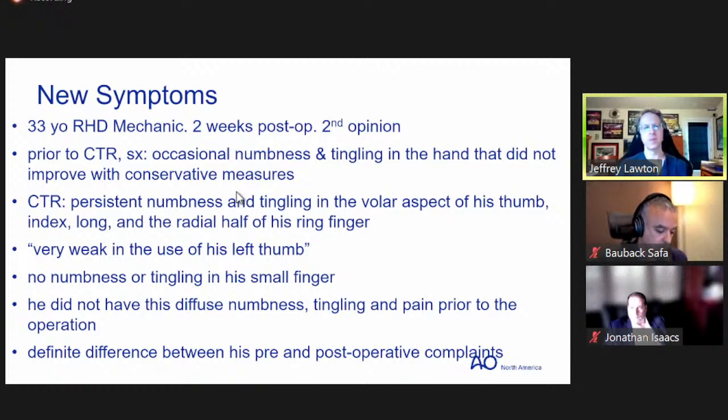Unfortunately, following his carpal tunnel release, he had persistent numbness and tingling in the thumb, index, long, and what he demonstrates is the radial half of his ring finger. Very weak use of his thumb. His small finger remained normal sensation, and he points out that he did not have that diffuse numbness, tingling, or pain prior to the operation. There was a definite difference following his operation 2 weeks ago.